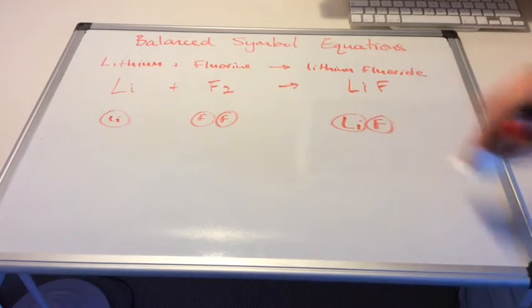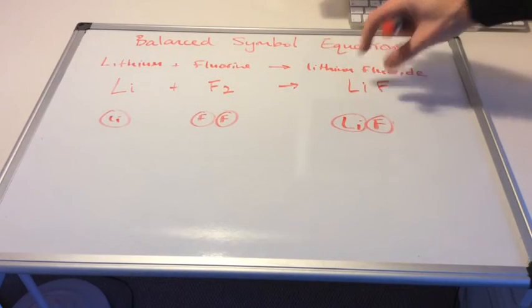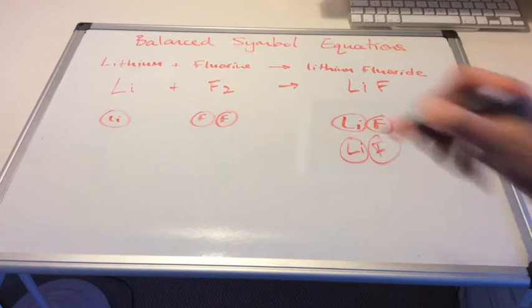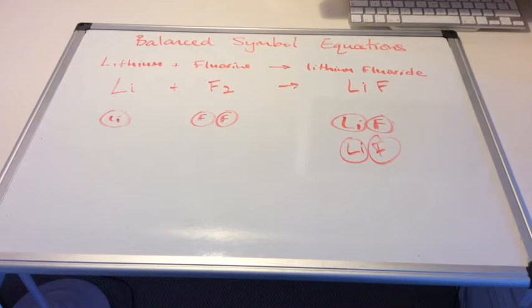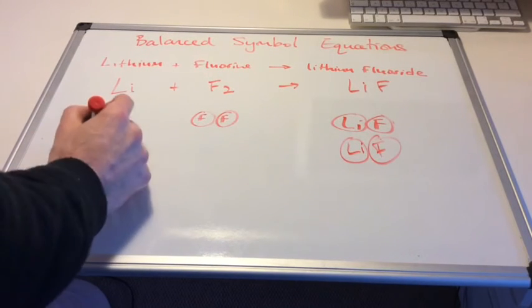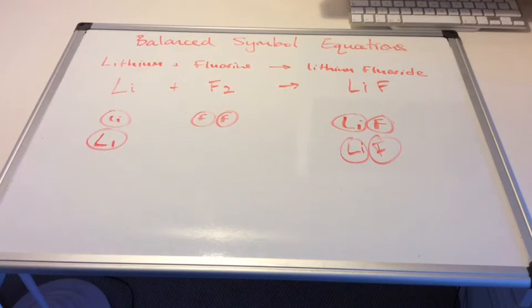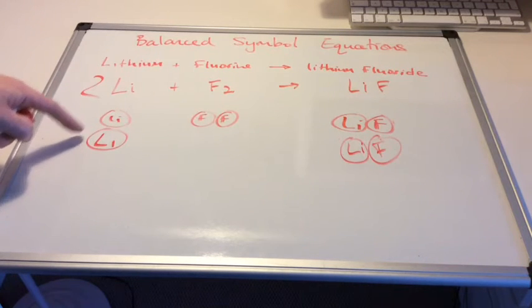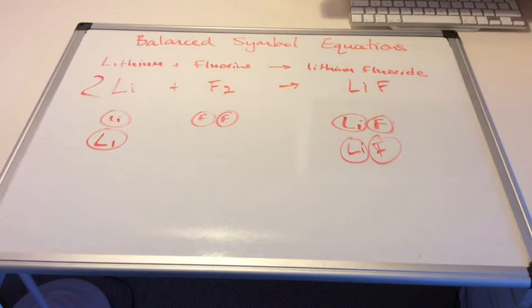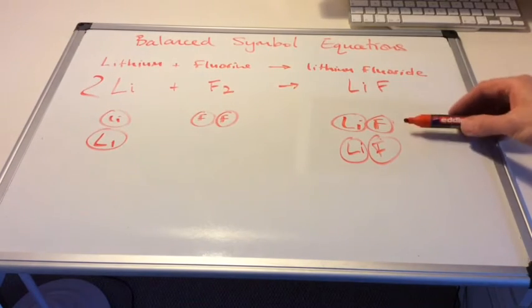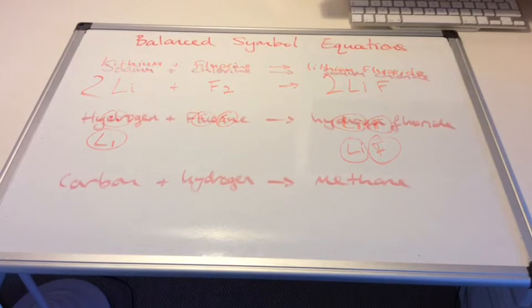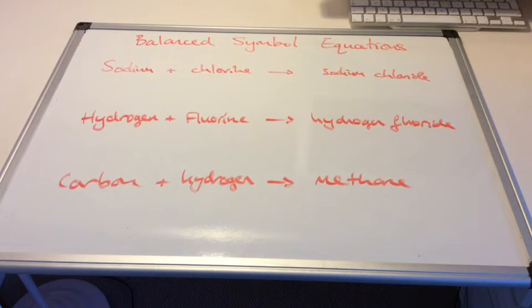So what we need to do is bring another one of these in. If I draw another LiF, we've solved the problem with the F's, created a problem with the Li's, so we need another one of those. So when I put those big numbers in front, what I'm saying is I need 2 lithiums, one lot of F2 and 2 lots of LiF. So they're balanced again. So there's the other 3 word equations we looked at before.